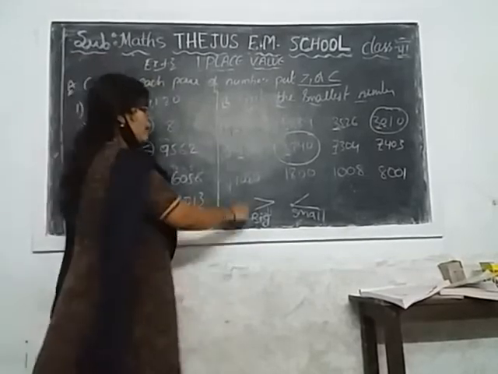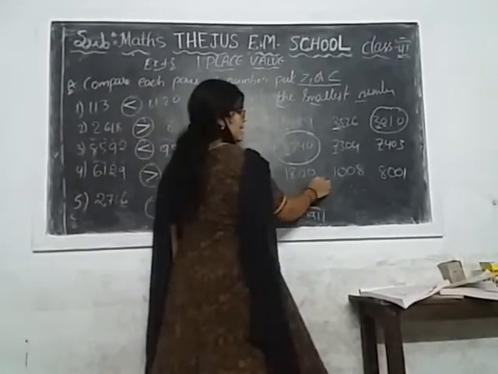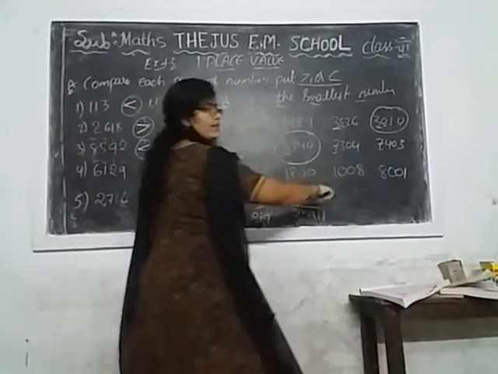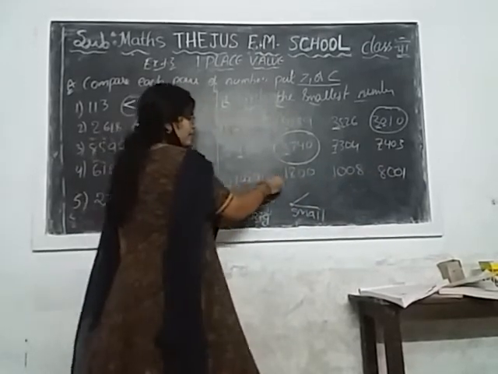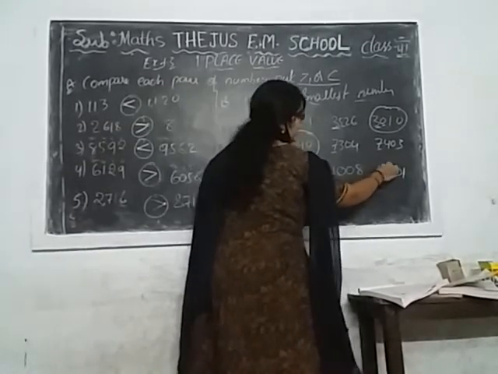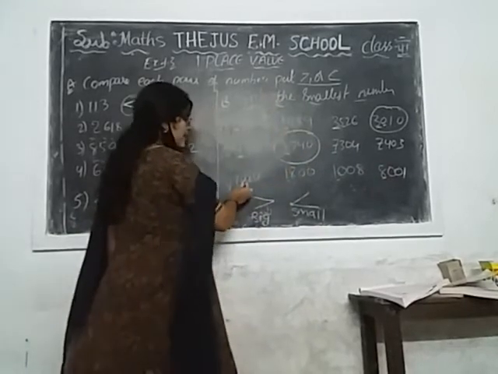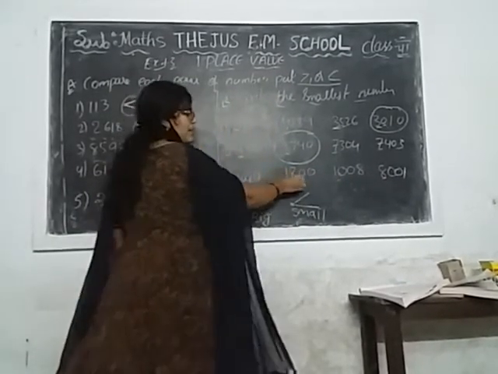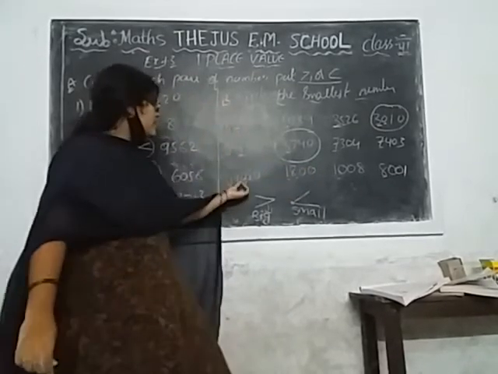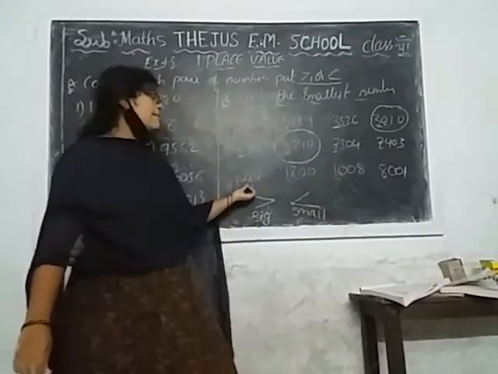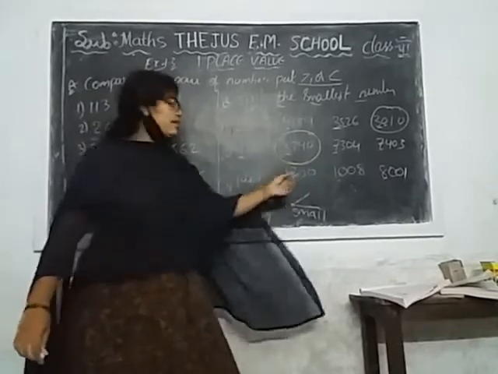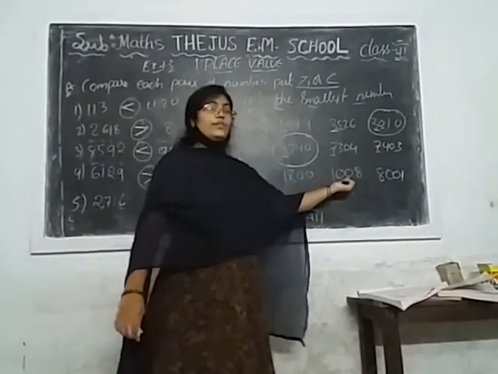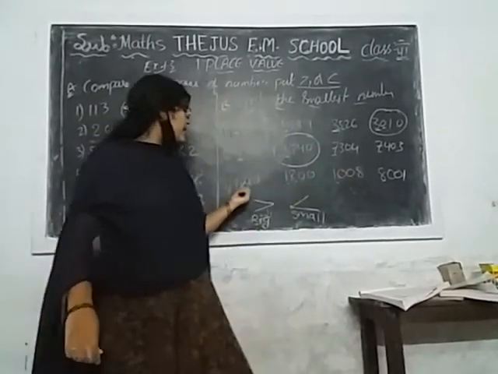Next one, see. 1080, 1800, 8001. So 1, 1, 1, 8. This is the biggest number. Leave that one. Next take 0, 8, 0. So 8 is big. This one also leave. Next 0, 0. So next number take 0, 0 equal. Here 8, here 0. So 0 is the small, right, when compared to the 8.